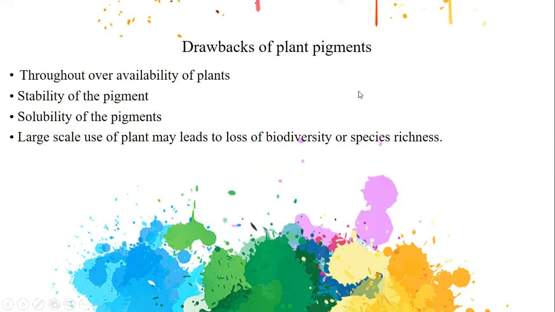The next point is the drawbacks of plant pigments: their stability, their solubility, and the availability of plants throughout the year. Cultivating plants on a large scale may also lead to a loss of biodiversity or species richness, and it can be costly.